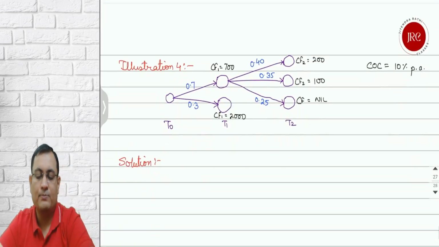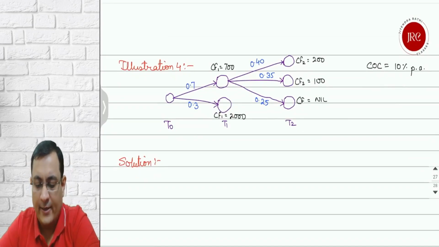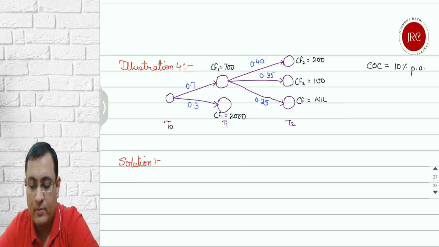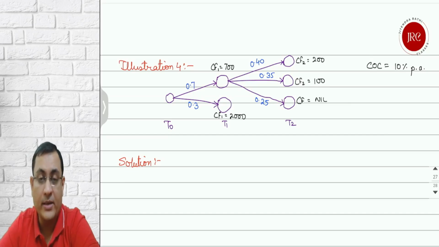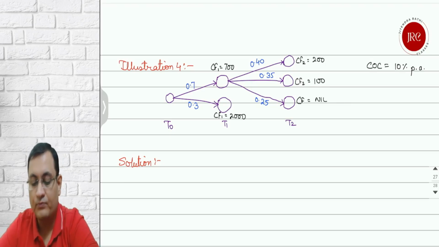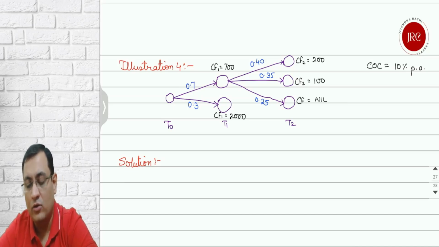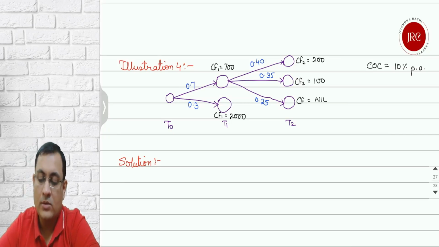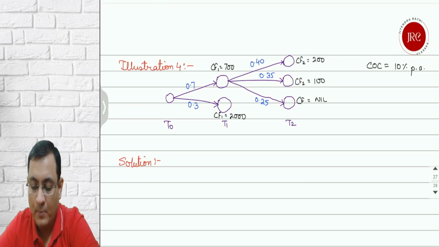Last case. Again, a decision tree at T0, we are starting. The project is generating a cash flow of 700 at T1 with a probability of 0.7, and at T1 it may generate a cash flow of 2000 with a probability of 0.3. If at T1 it is generating 700, we may continue the project. There will be three different situations. CF2 will be 200, 100 and nil, and the probabilities are given.